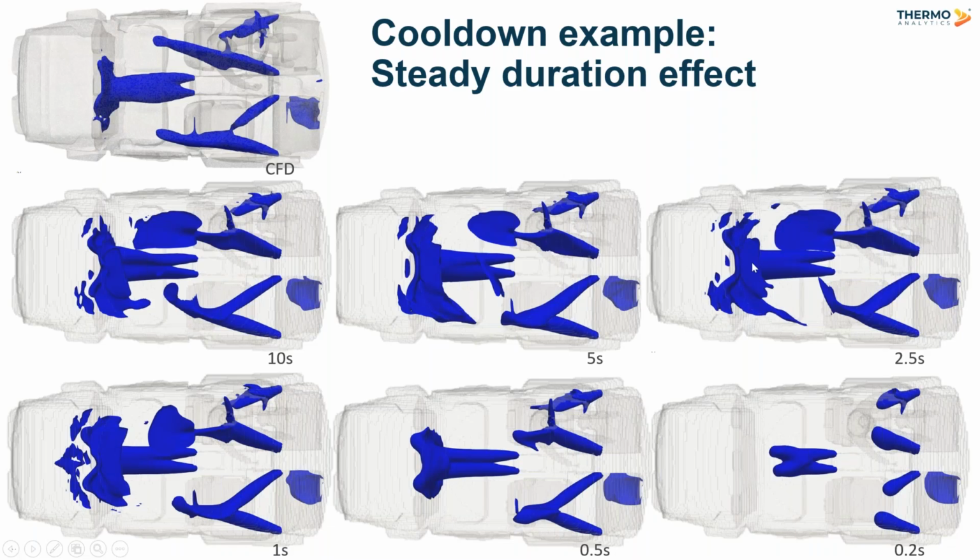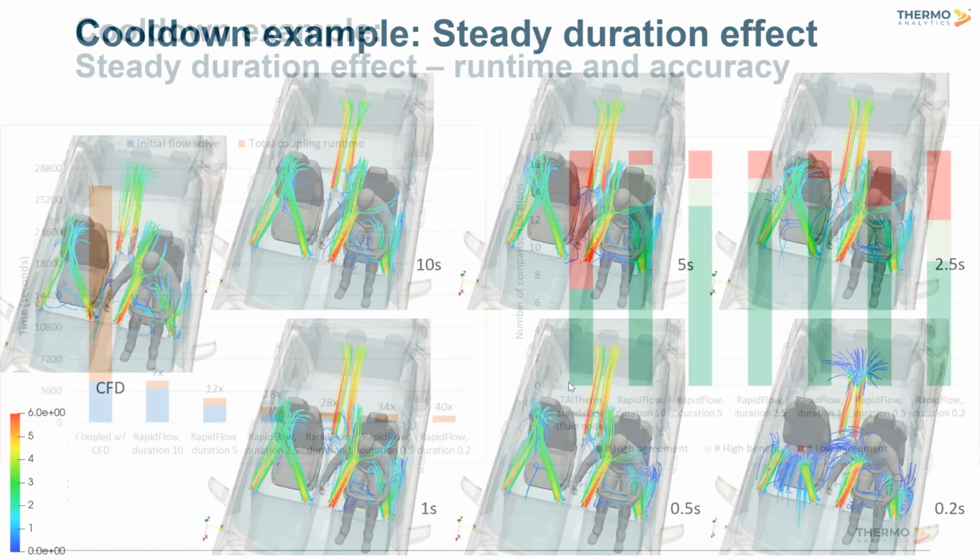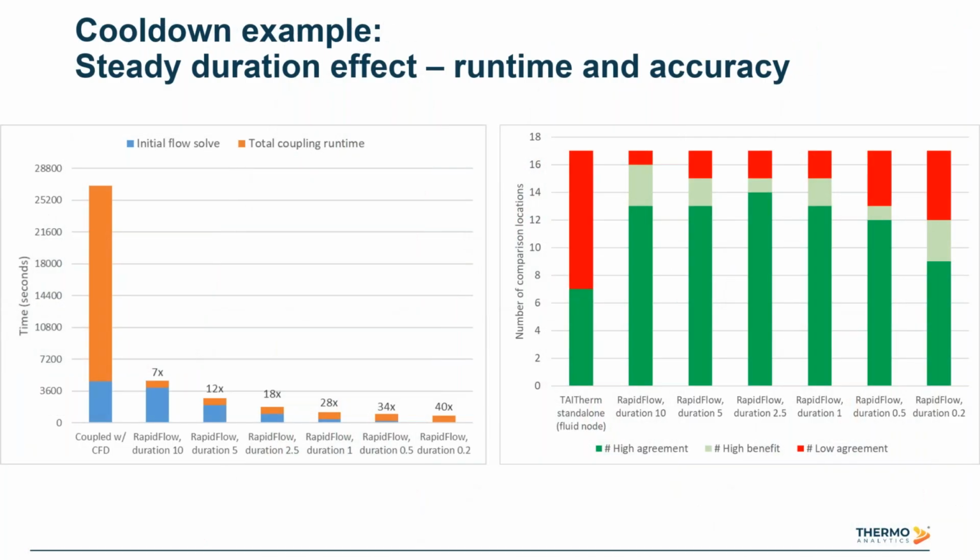So this gives you an idea that you can use a fairly short duration here, perhaps as short as 1 second, and still get predictions that are matching pretty well with the longer duration. We could also look at that same dependency of the duration of the initial RapidFlow solve on those streamline images and get a sense of how the interaction with the human in the cabin changes as we reduce that duration. And once again, until we get all the way down to very short durations, there's not a ton of degradation. So then on this chart, we are trying to compare both the runtime and the accuracy of using those different duration parameters.